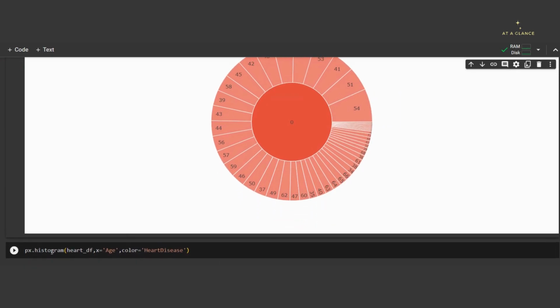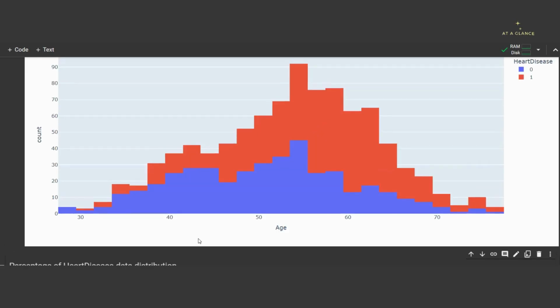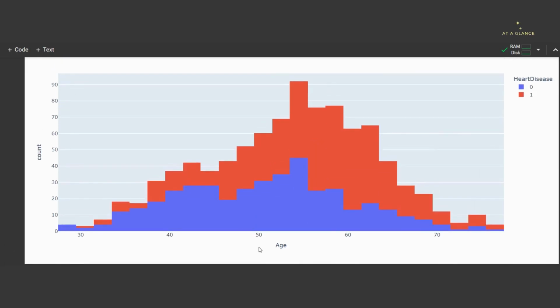Here we are going to print the histogram, which will have the age, and it will segregate it with the help of the heart disease values. So let's print it and let's see what we get. So here you can see the age is on the x-axis, the count of the patients are on the y-axis. Here you can see the red one is the one which has the heart disease, and the blue one is the one which doesn't have the heart disease.